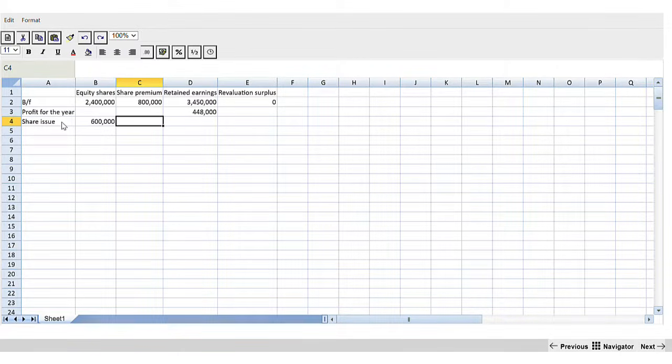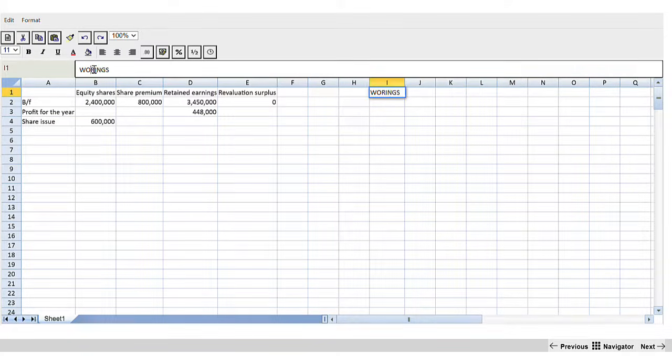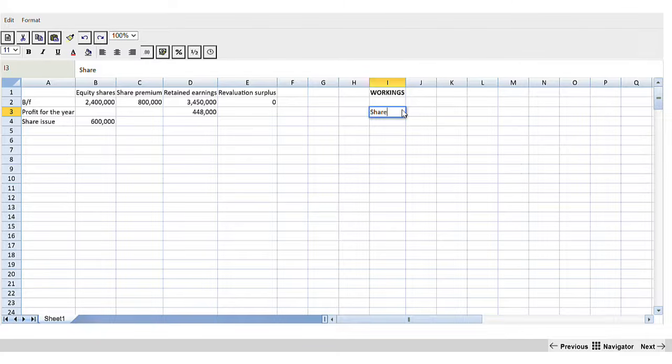And then what have we got? Let me just double check. I can just put it over to the side. Let's put in my workings, if I can spell it correctly. There we go. I'll put it in bold to highlight it to the marker. Workings, what have we got? Was it my share premium?